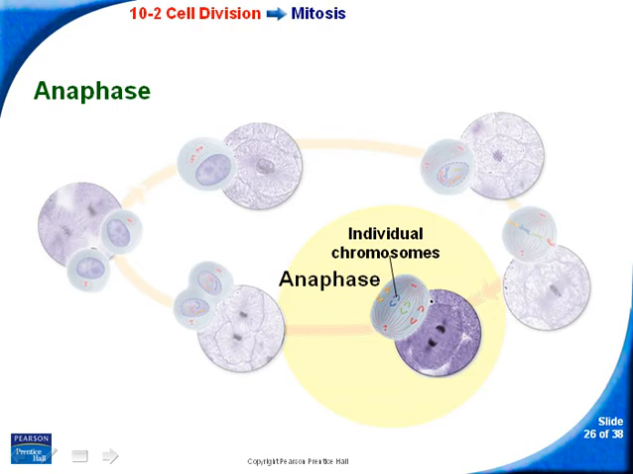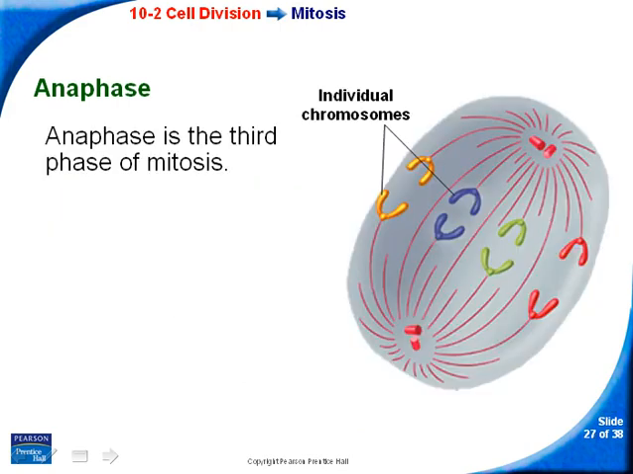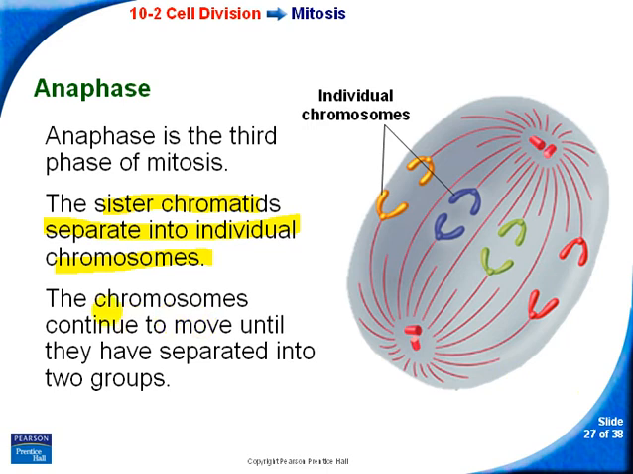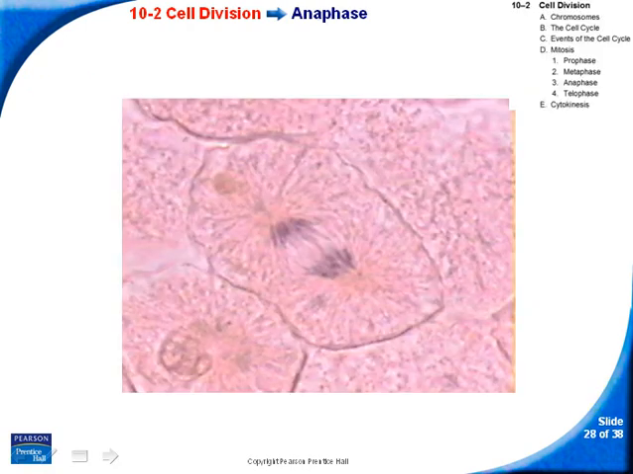Anaphase. In anaphase, the third phase of mitosis, the sister chromatids separate into individual chromosomes. And then the chromosomes continue to move until they're put into two groups. So you can see one group forming here, another group forming here, and then moving away from the center of the cell towards the centrioles. Here's one set, here's another set, and they're moving away from the center of the cell.